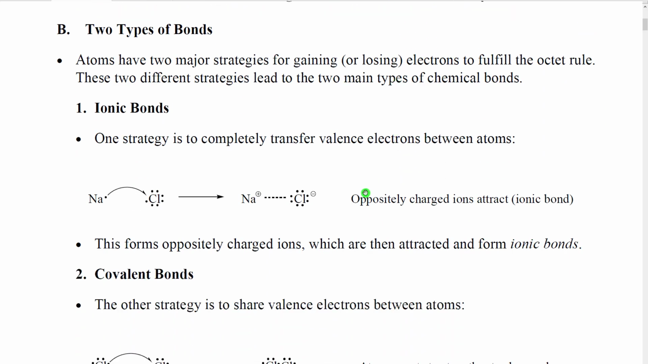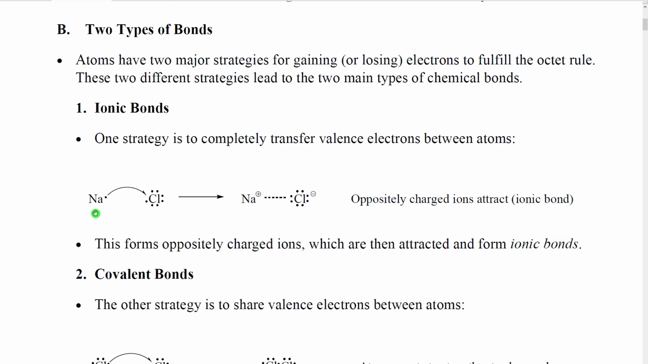Now there are 2 types of bonds that we generally consider in chemistry. Those types of bonds come from 2 strategies for fulfilling the Octet Rule. So these 2 different strategies lead to the 2 main types of chemical bonds. The first type of bond that you're probably familiar with is what we call the ionic bond. In the ionic bond, we take two atoms.